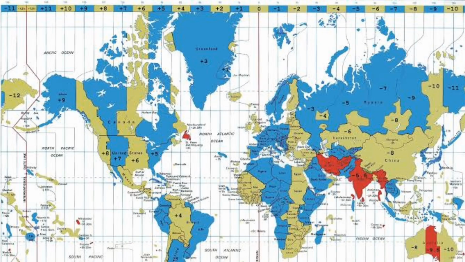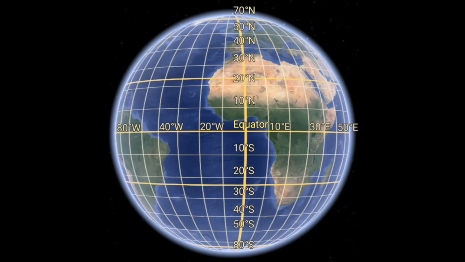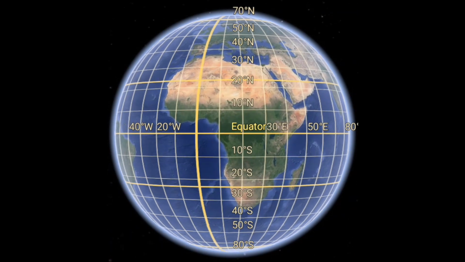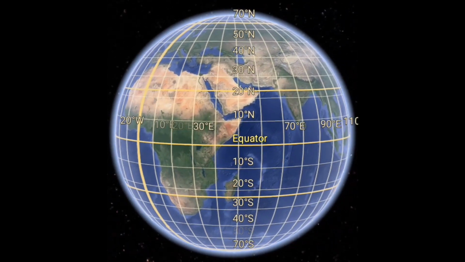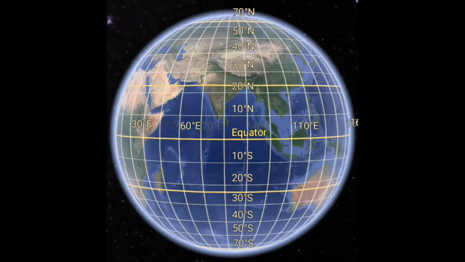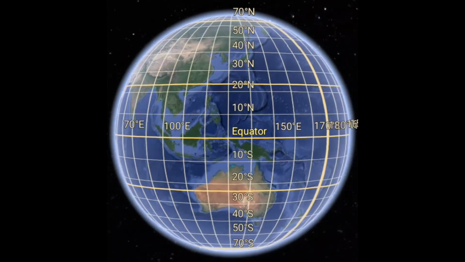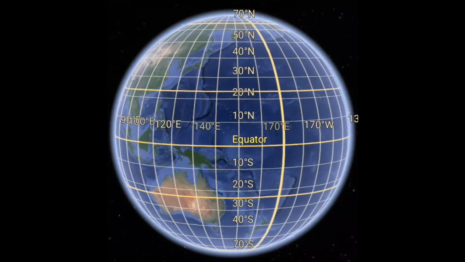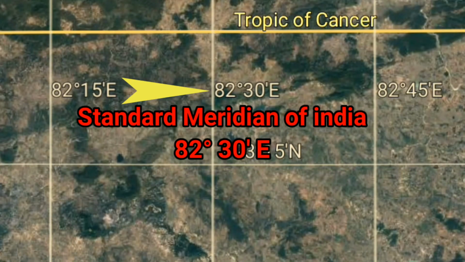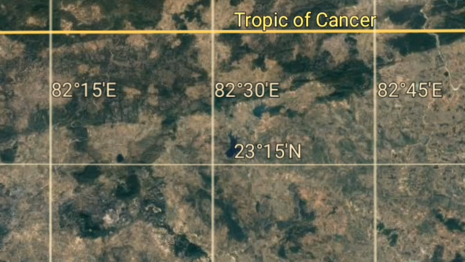The world is divided into 24 time zones, with each time zone differing by 1 hour. In each time zone, there are 15 lines of longitude. The line of longitude that determines the time according to a specific meridian is called the standard meridian or standard parallel. India extends from east to west, covering a considerable distance. It passes through 30 lines of longitude.